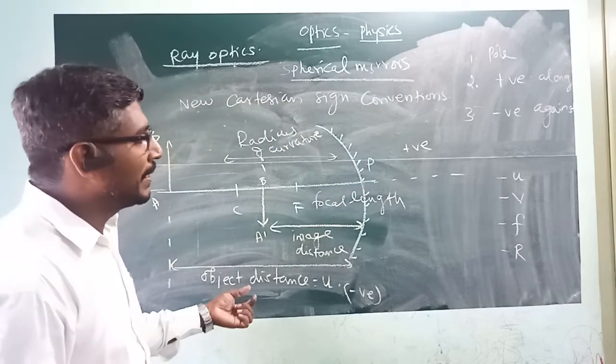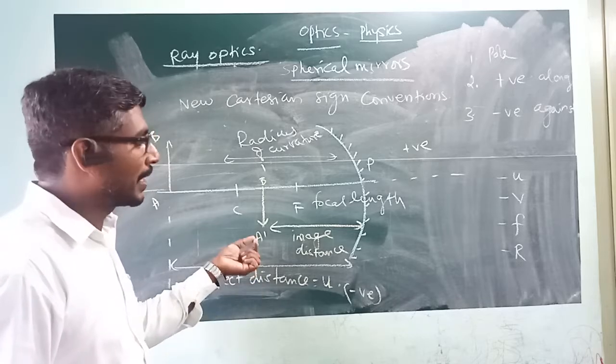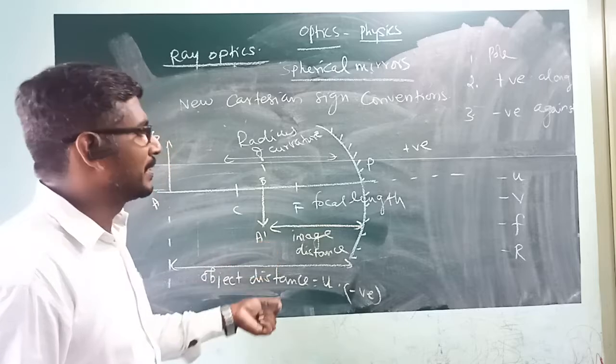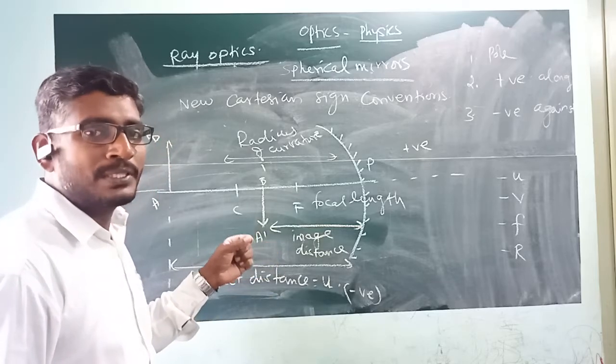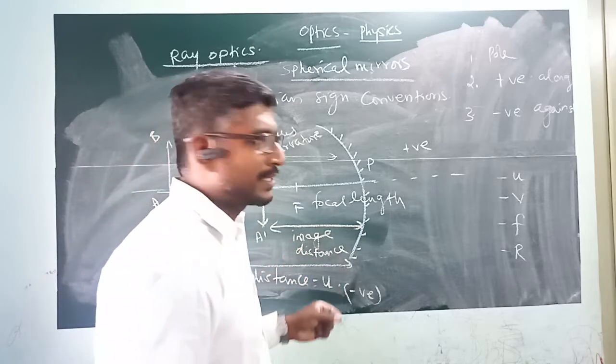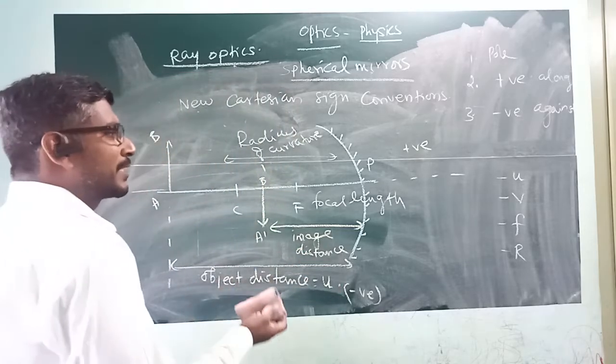Right? So this is the way that you have to make measurements for a concave spherical mirror. How to measure the distance from an examination point of view. The sign conventions are very important. Next, I will explain it for the convex mirror.